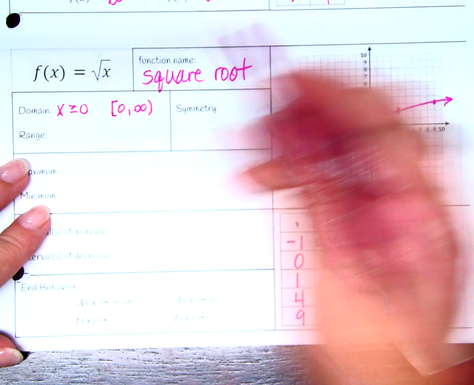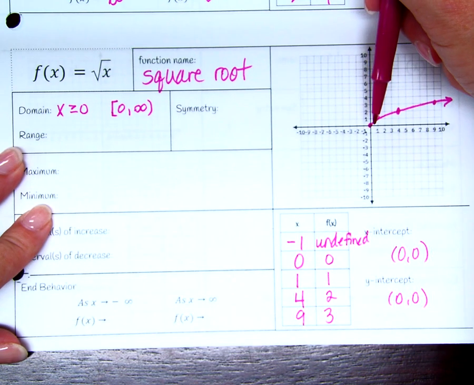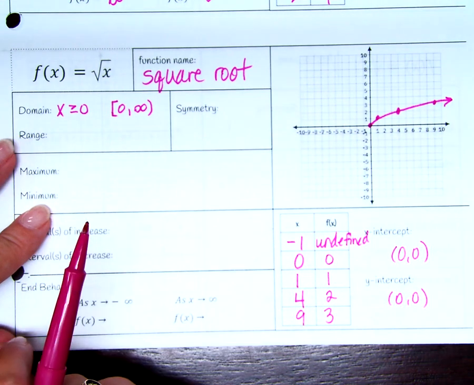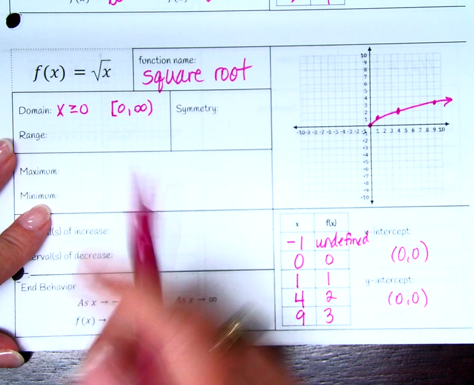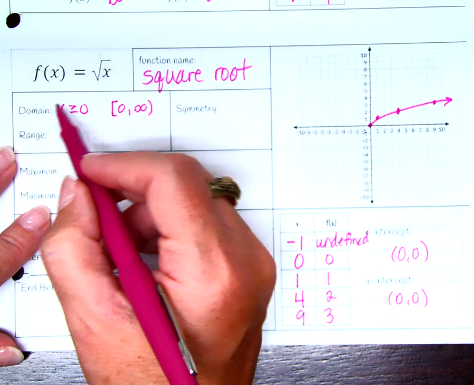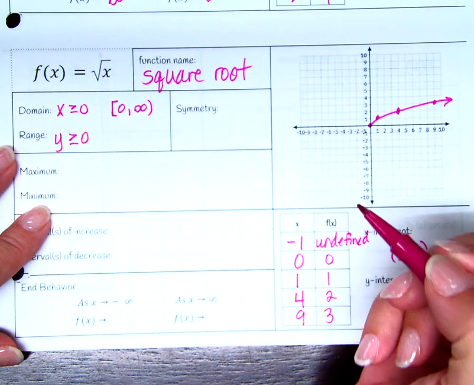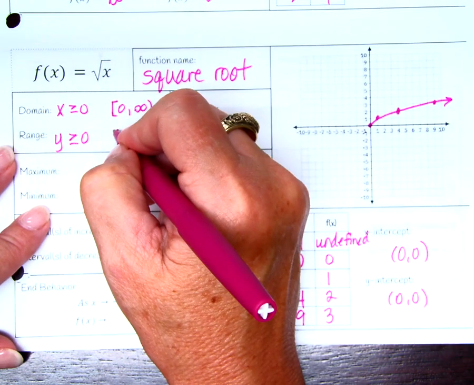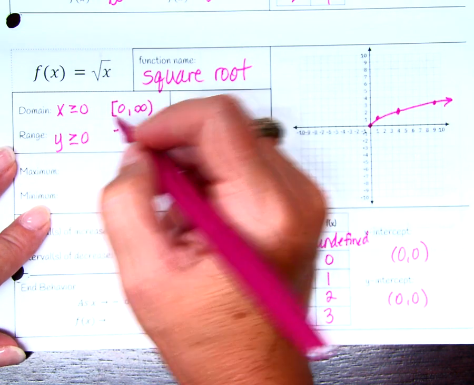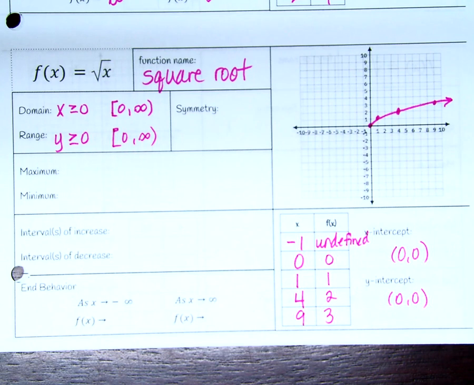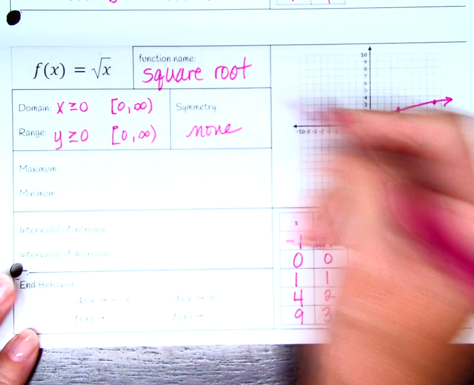What about range? How far down does it go? 0, and how far up does it go? So is it exactly the same as the domain? Like almost, right? Except domain, we talked about yesterday, are x's and range is y's. So we have to say y is greater than or equal to 0 for the inequality notation. Interval notation is exactly the same. Okay? Does it have symmetry? No, it does not. Okay?